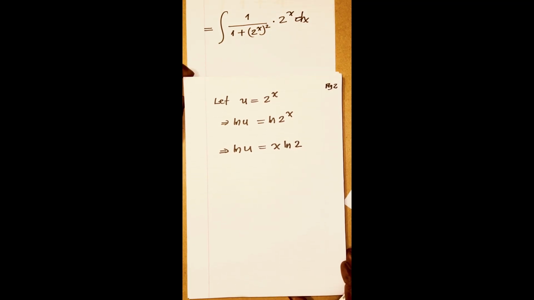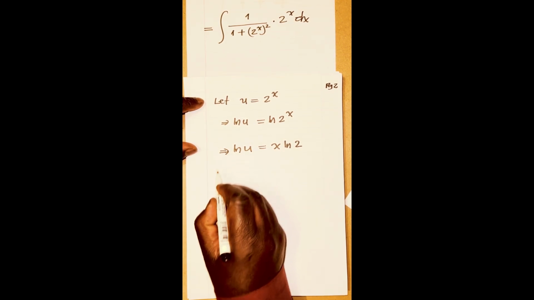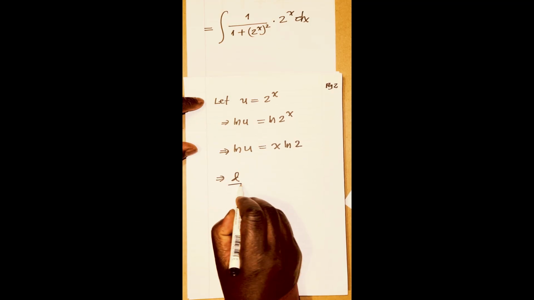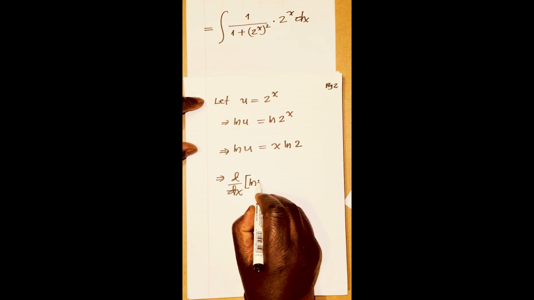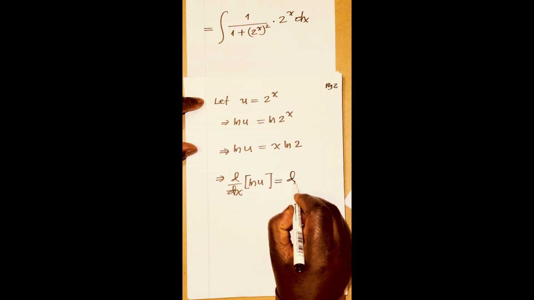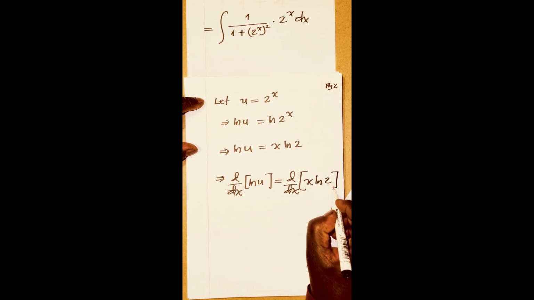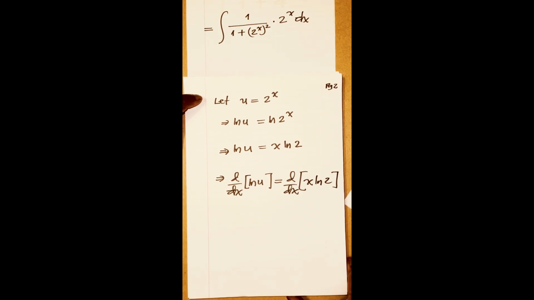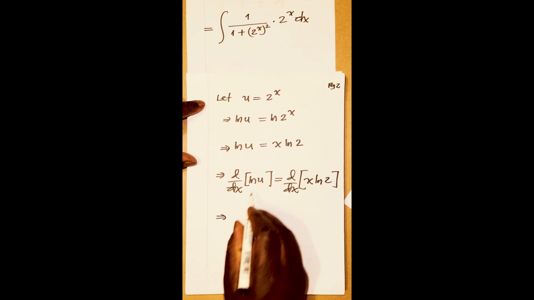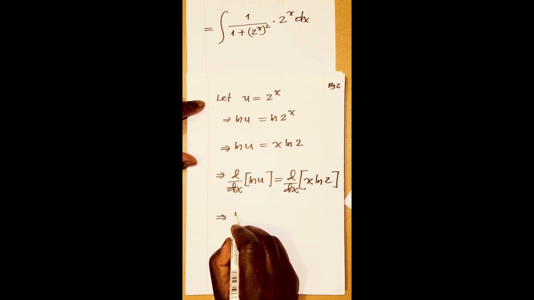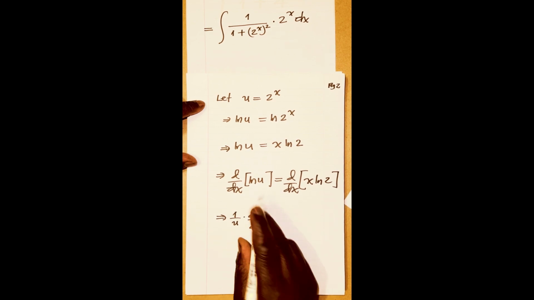Fantastic. At this stage, I'm going to differentiate with respect to x on both sides. So now that implies the derivative with respect to x of the natural log of u must be the same as the derivative with respect to x of x times the natural log of 2. Now on the left hand side, we're going to use the chain rule, remember, and how we differentiate logs. Reciprocate the expression in front of log. So we have 1 over u times du dx. That's how you work on this one.